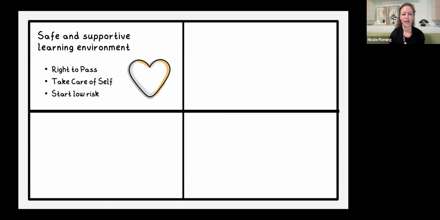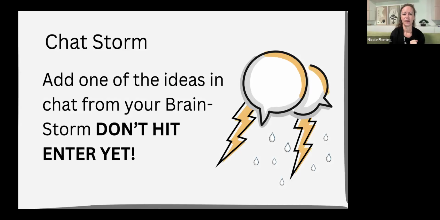So we started with a brainstorm activity, which is very low risk. You want to start with activities that people feel comfortable participating in. Now, I know some of you put some ideas into chat. That's great. What I would love for you to do is to put one of your ideas in from your brainstorm, but don't hit enter yet. So type it in, but then don't hit enter. We'll send them all through at once.